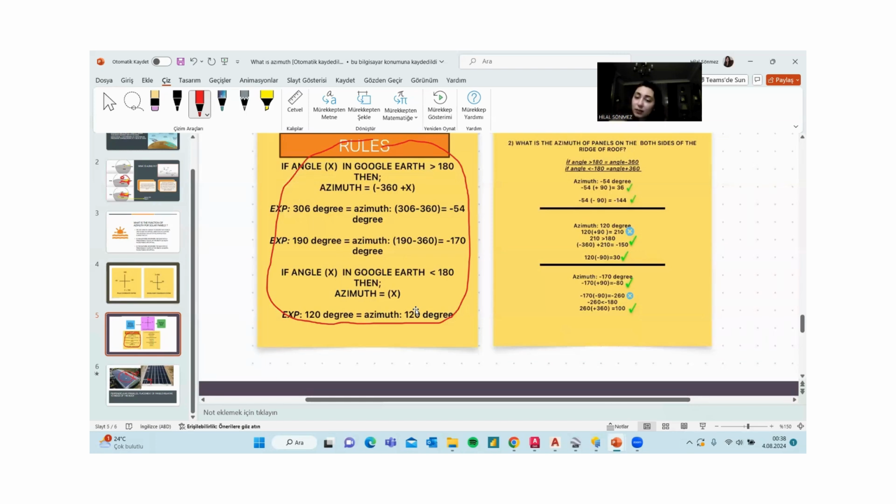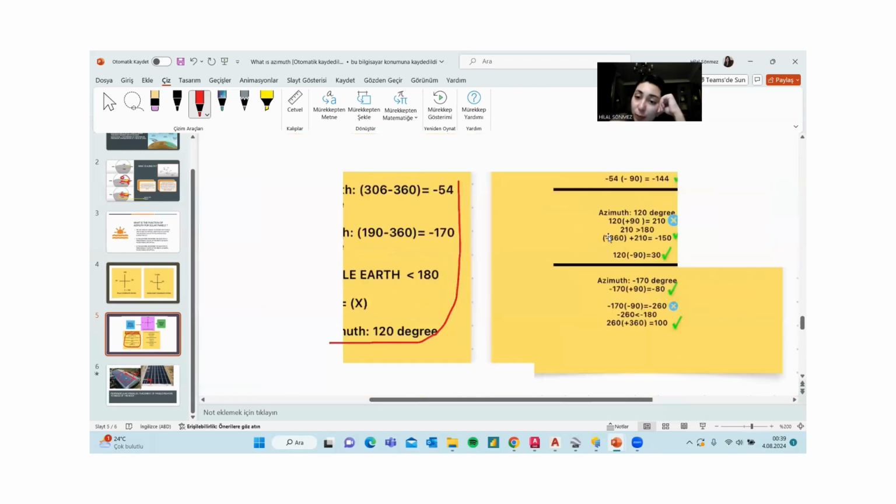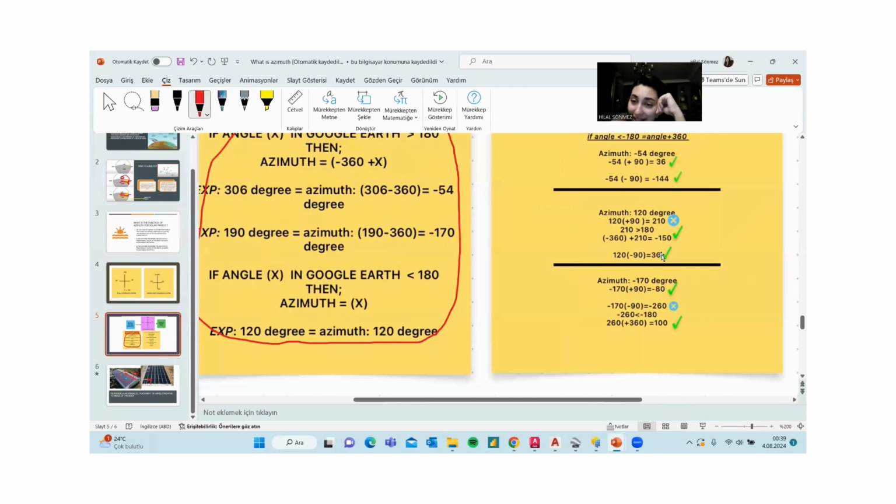We can just safely say that the azimuth for our roof will be in PVsyst exactly 120 degrees, because we are less than 180 degrees. When we come to the point where we calculate the panel azimuth, we will add 90 degrees. We will then get 210 degrees for the azimuth of the panel that is placed on one side of the ridge of the roof.